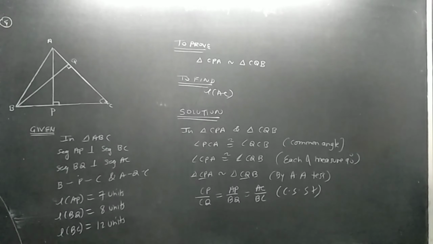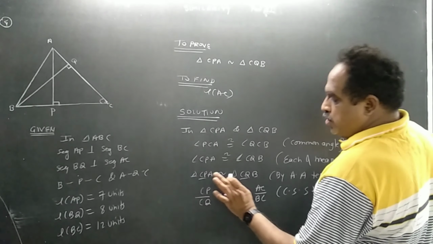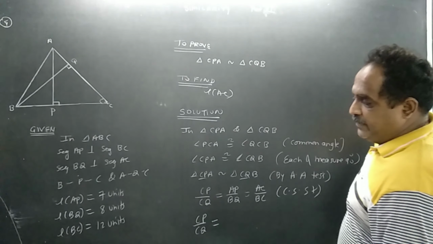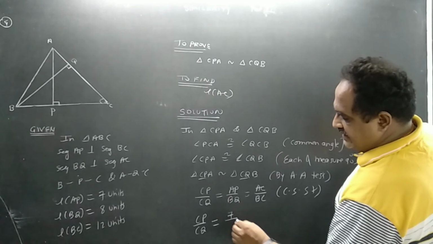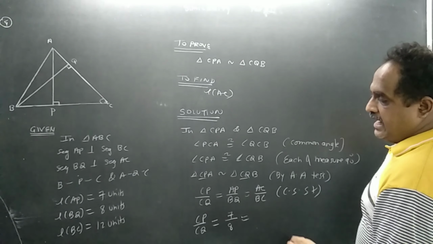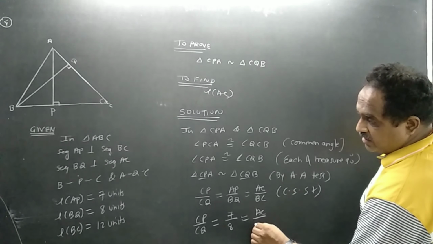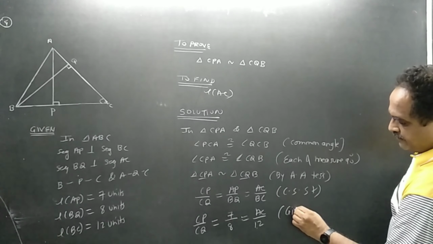CP का value कितना है? Do you have the value of CP? No. CQ? No. So I will write CP upon CQ. AP they have given to you? Yes. What is that? 7. BQ कितना दिया है? 8. AC पता नहीं. BC we have got the value 12. We are going to write given.